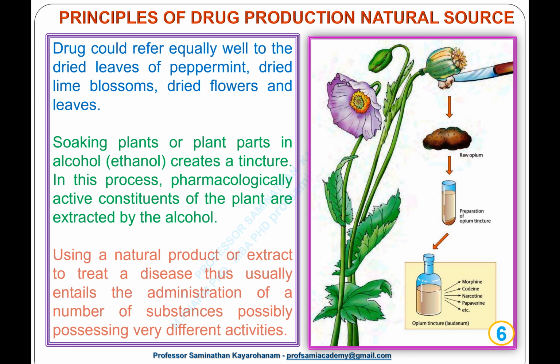For example, from opium poppy plants we get raw opium, then prepare opium tincture, from which morphine, codeine, narcotine, and papaverine, etc. can be extracted.